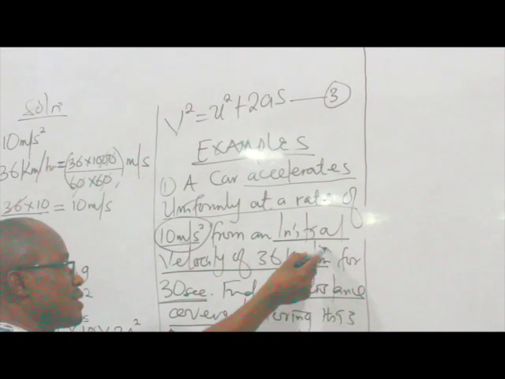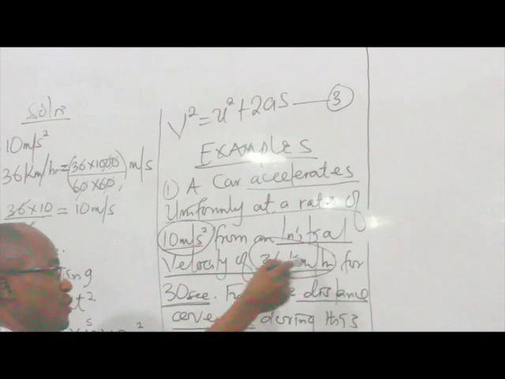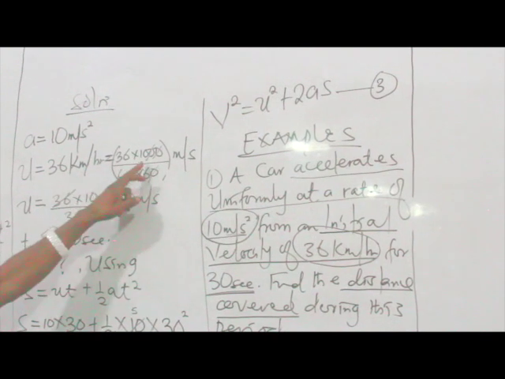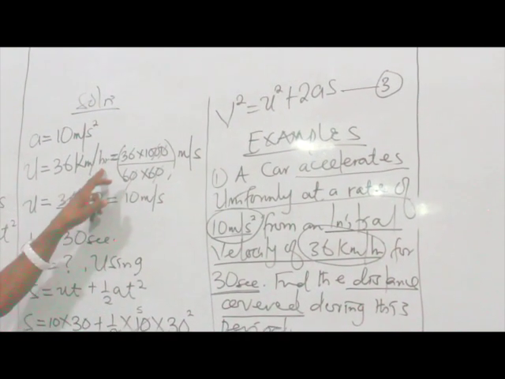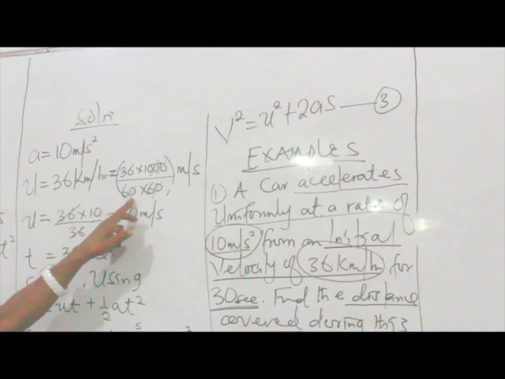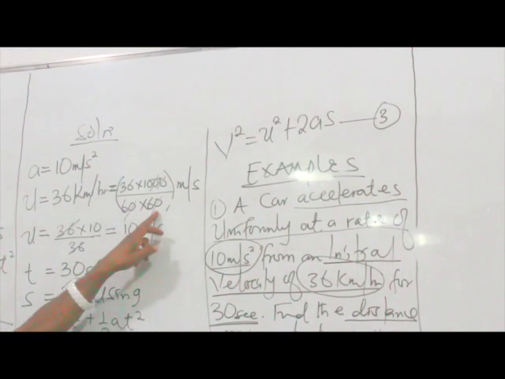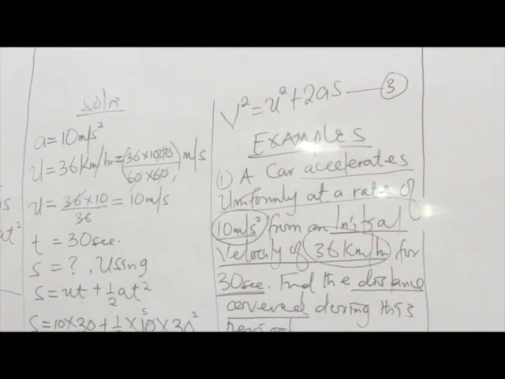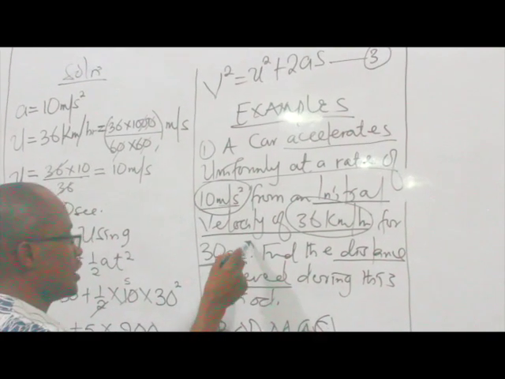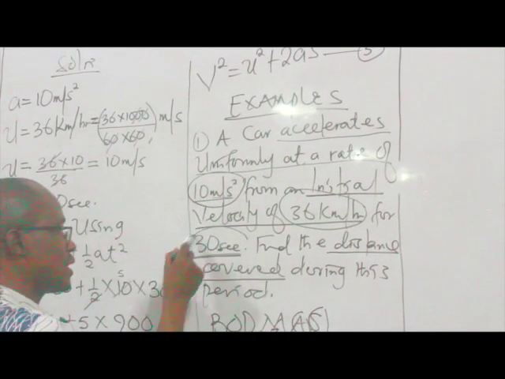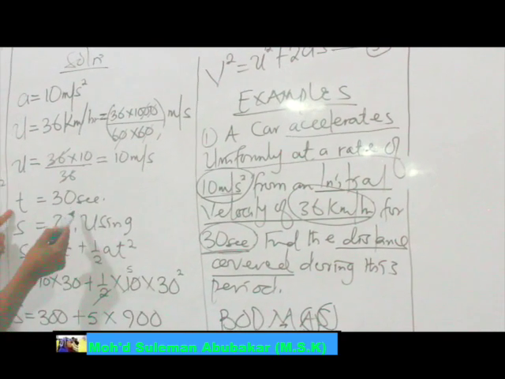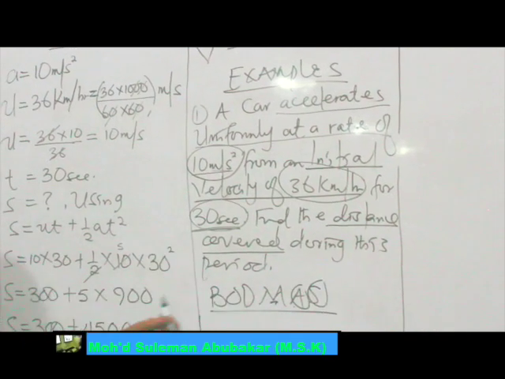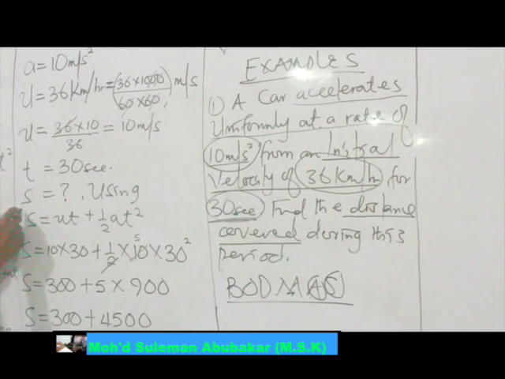The problem is this is given in a higher unit, so we decide to convert it to SI units. 36 kilometers per hour: the kilo we multiply by 1,000. Per hour, we convert it to minutes, then from minutes to seconds. Converting to minutes, you multiply by 60, and converting to seconds, you multiply by 60 again. At the end of the day, this is now 10 meters per second. And the time, which is very, very important, the time that this event occurs takes 30 seconds, that is t equals 30. So the question now is, find the distance covered during this period. Distance, which is s, is unknown.